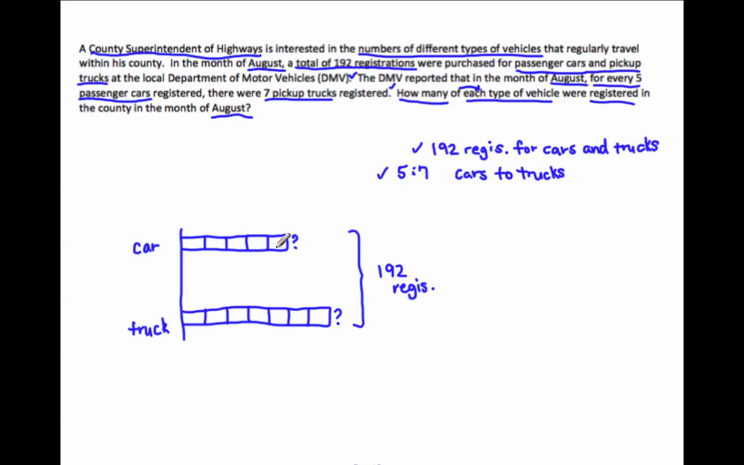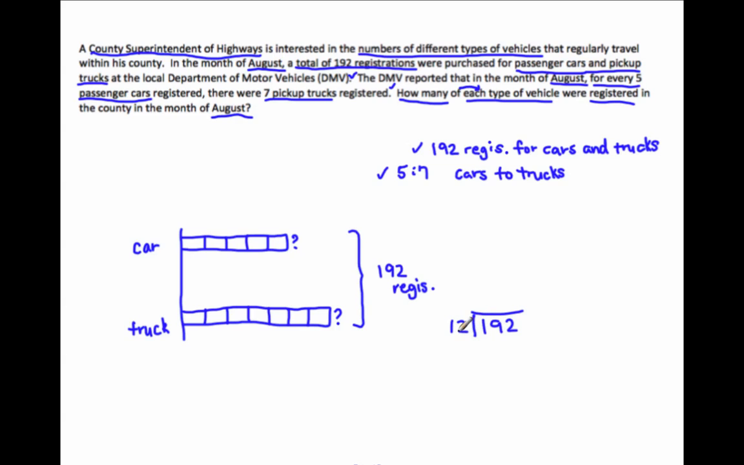And when you do division, you're going to find the size of only one of these units. Okay? You want to find the size of just one unit. So we're going to take 192 and we're going to divide that by how many equal units we have, how many parts there are. And there are 12. So we're going to divide by 12.